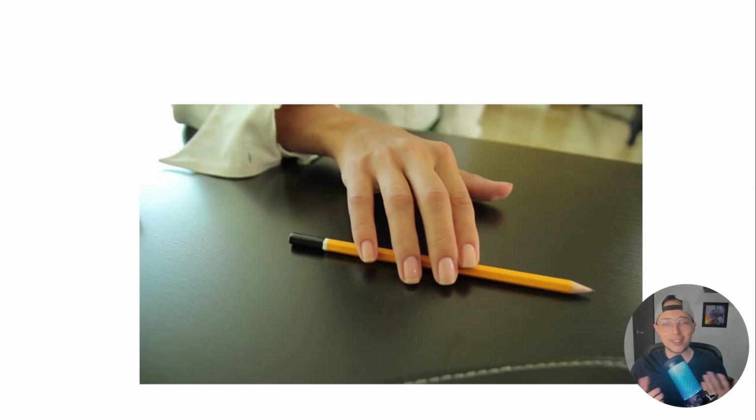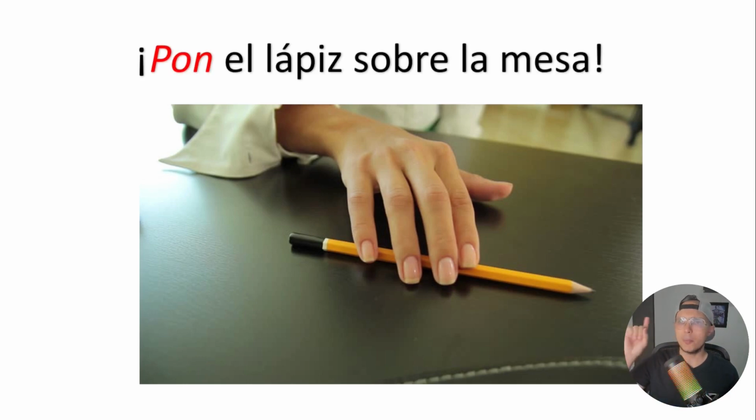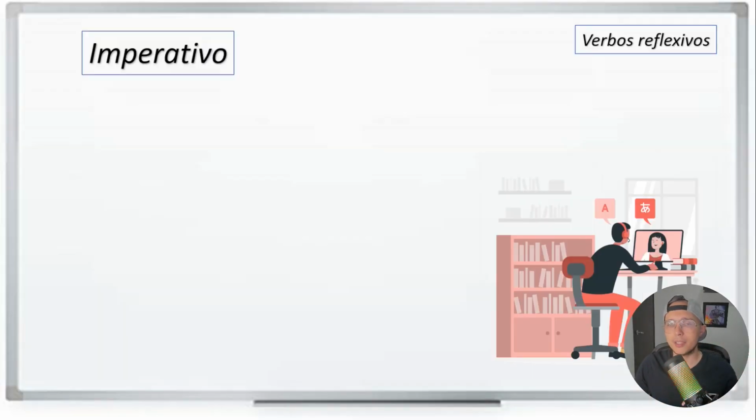Or for objects and for their position, we can use the verb poner. And we would say, pon el lápiz sobre la mesa. One more time. Pon el lápiz sobre la mesa. Put the pencil on the table. And you see, it's very, very easy. We don't need subjects. We only need the verb because we are commanding people to do something. But that's not all what we're going to learn about this today.